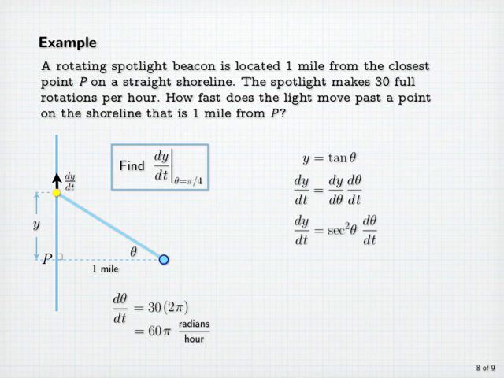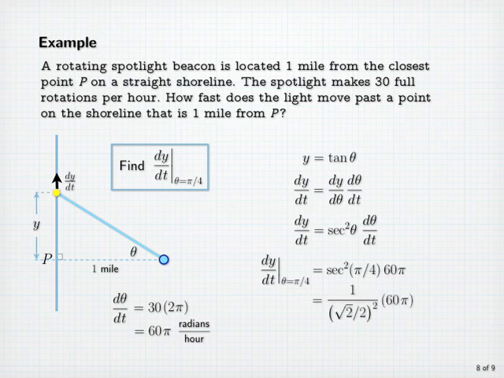times d theta dt. And so dy dt when theta is pi over 4 equals secant squared of pi over 4 times d theta dt, which is 60 pi. Since cosine of pi over 4 is root 2 over 2, secant squared of pi over 4 is 1 over root 2 over 2 squared. Root 2 over 2 squared is 1/2, so 1 over that is 2, and so we get 2 times 60 pi, or 120 pi miles per hour, which is approximately 377 miles per hour.